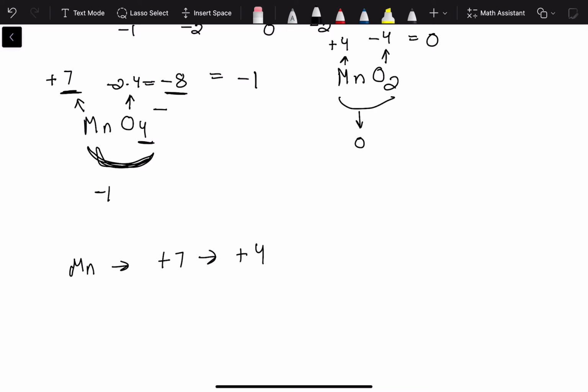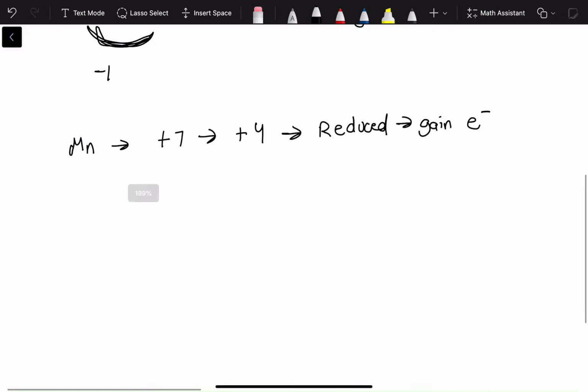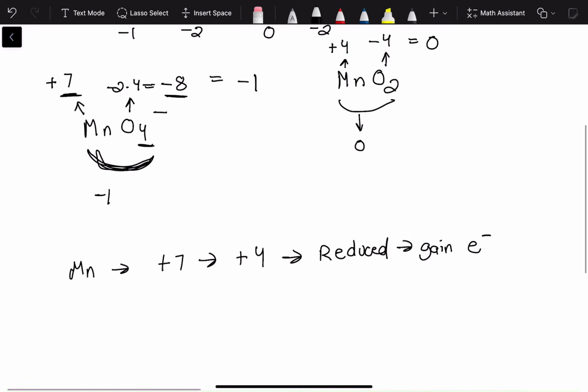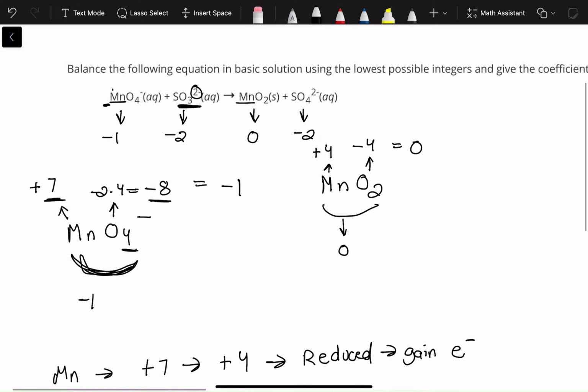And what does that tell us? Well, when it goes from +7 to +4, that means it's going down, or it's gaining electrons, and that's why it's becoming less positive. So now we can tell from this that Mn is being reduced. It is gaining electrons. Now let's just double check. We already know that Mn is being reduced, so we could just skip it and say that SO3 2 minus is being oxidized, or losing electrons. But let's double check because we never want to assume anything in these problems.